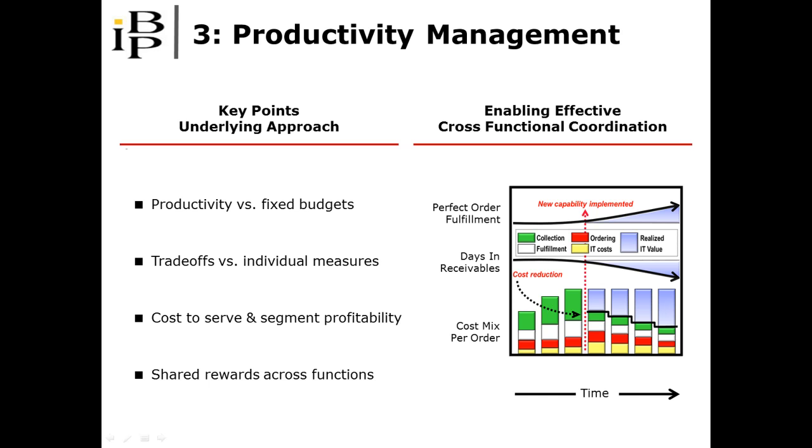In other words, it focuses people on driving value rather than on achieving fixed budgets. The third thing to note is the logic underlying this graph provides the foundation to plan and manage cost to serve and segment profitability. And last, the ability to plan, manage, and forecast at this level provides the basis for shared rewards and decision rights that span functions and entities.